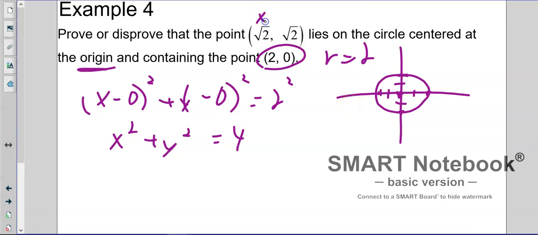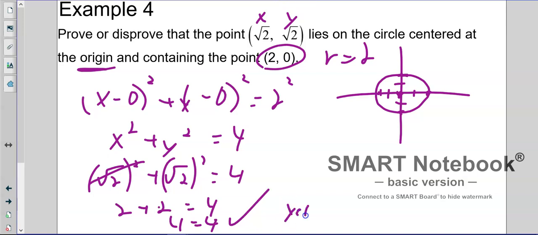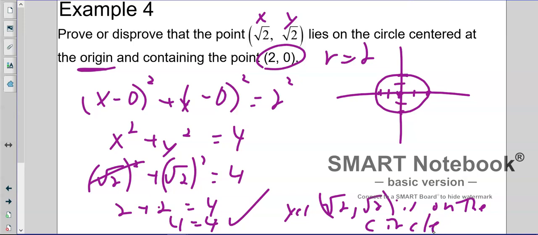We're going to plug in x and y here. So square root of 2 squared plus the square root of 2, which is y, squared, equals 4. Well, a square root times itself is just a number. 4 equals 4, check. Yes, radical 2 is on the circle. And that is it.